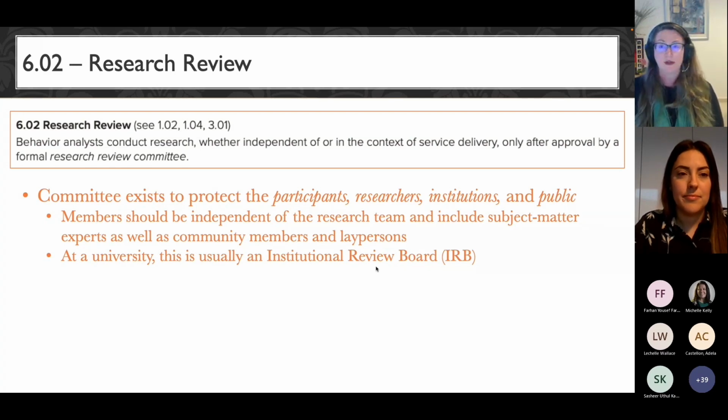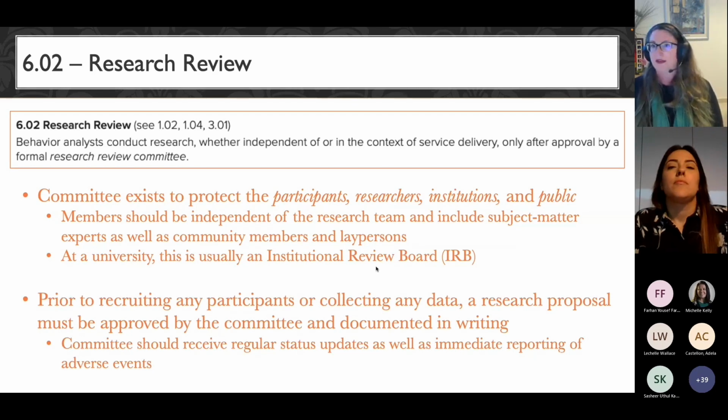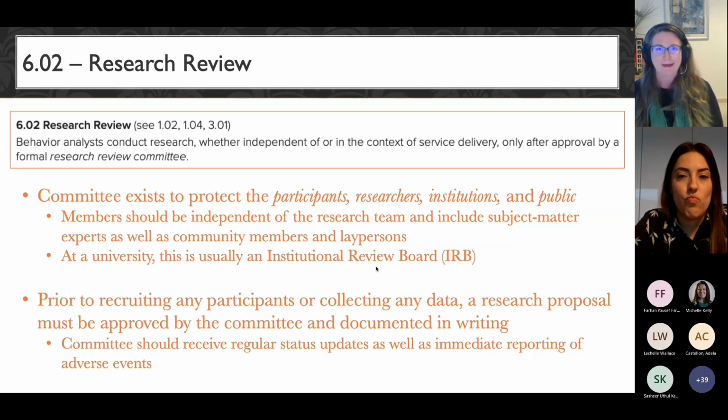Maybe potential participants; someone who would be eligible to participate would be a great person to have on the committee. They can't then participate in it, but someone who represents that demographic. At a university, this is usually an institutional review board. So as a researcher, prior to recruiting any participants or collecting any data, I can't go out and tell people about my project and get them to line up to participate. I need to submit my research proposal to the committee and have it approved and documented in writing. That's really the first big hurdle to conducting research in a clinical setting.